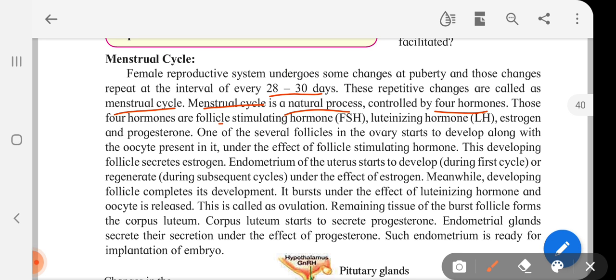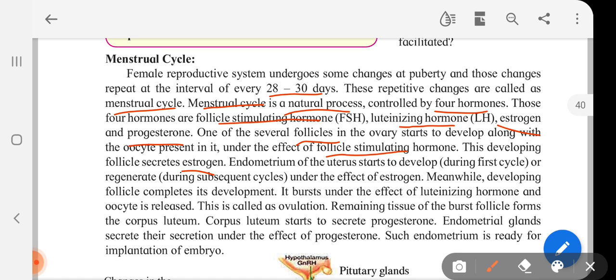Those 4 hormones are follicle stimulating hormone FSH, luteinizing hormone LH, estrogen and progesterone. One of the several follicles in the ovaries starts to develop along with the oocyte present in it, under the effect of follicle stimulating hormone. This developing follicle secretes estrogen, another hormone.